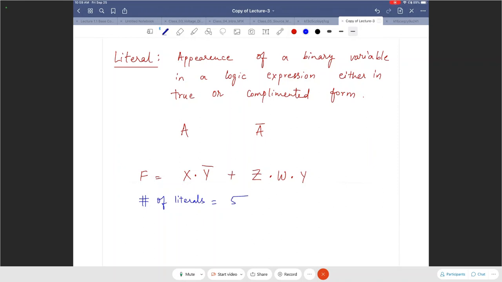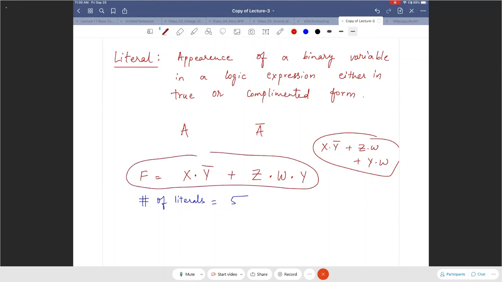Anyone? Fan in, okay. So even if I kept the fan in low, I actually have more literals here, but a lesser fan in. Number of transistors needed, absolutely right. Because you will implement this using transistors, and the more literals you have, the more transistors you have. So the real estate of your logic function is going to increase, which means the cost of your logic function is going to increase.